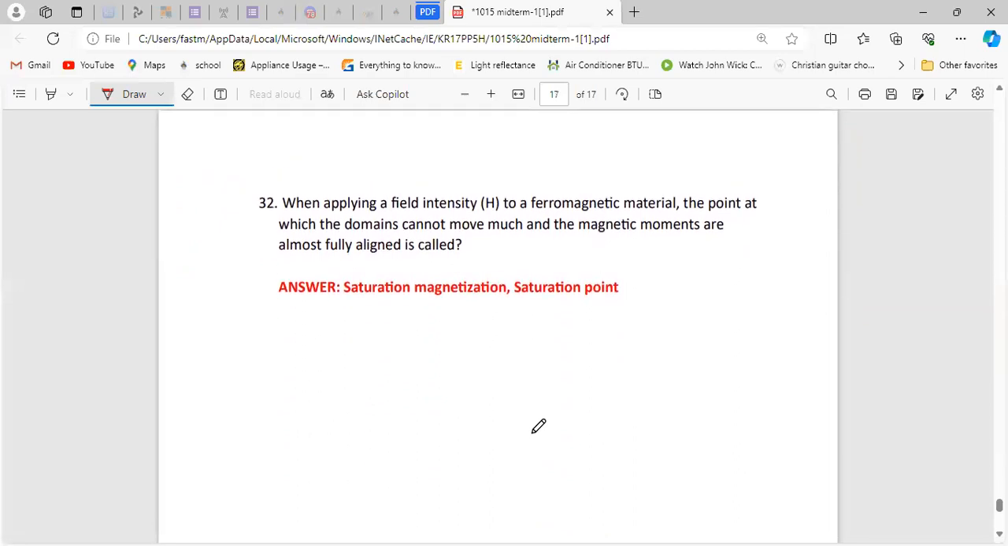All right, last question. When applying the field intensity H to the material, the point at which the domains cannot move much and the magnetic moments are almost fully aligned. Yeah, that is saturation. Remember the BH curve. As you continue to increase H, the B will saturate. And just like I told you, that saturation is caused by all the magnetic domains being aligned in the same direction. At that point, your B cannot increase anymore. So it will just saturate. No matter how much you increase your current, you can't get any more flux density out of the core.